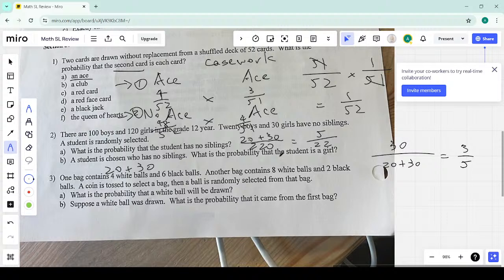So in this question, it's very important to determine what goes in the denominator and what you're actually choosing from. In part A, we're choosing from the entire population, but in part B, we're only choosing from the students who have no siblings.